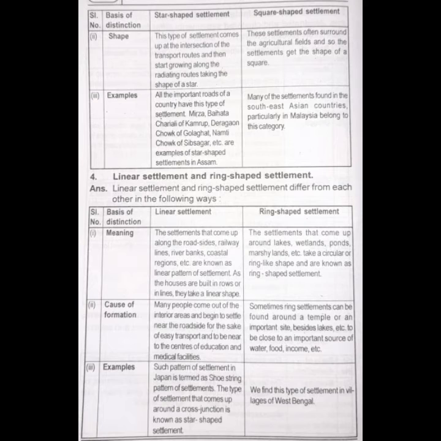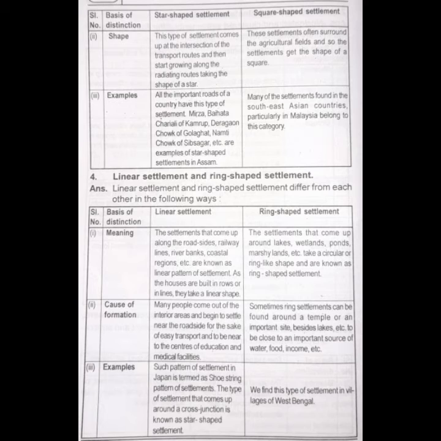In linear settlement, many people come out of the interior areas and begin to settle near the roadside for the sake of easy money and to be near the centers of education and medical facilities. Next is ring-shaped settlement. Sometimes ring settlements can be found around a temple or an important site beside lakes, etc., to be close to an important source of water, food, income, etc.